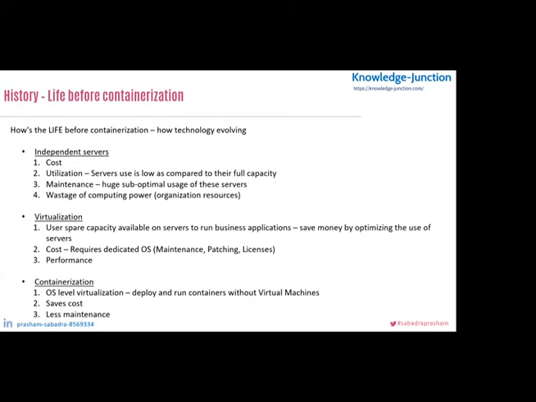How does it save the cost? By the licensing of the operating systems, so those problems of the virtual machines get somewhat solved in containerization. And it has less maintenance since there are no operating systems, only the applications. So this is how the evolution comes, and how we now have containerization platforms.